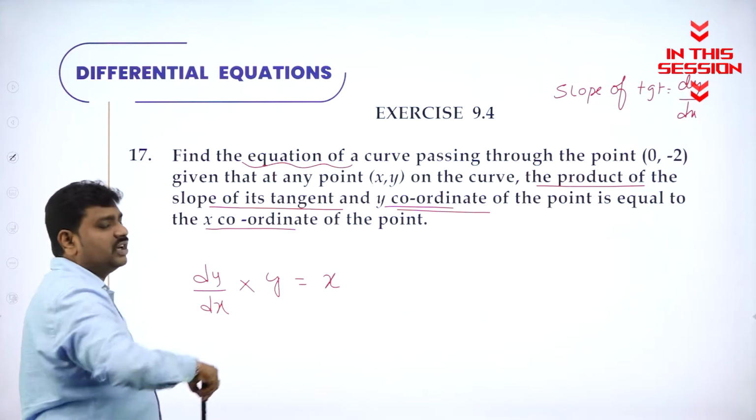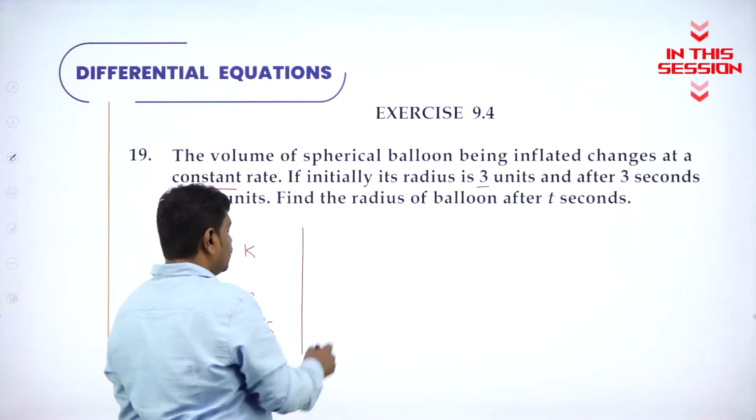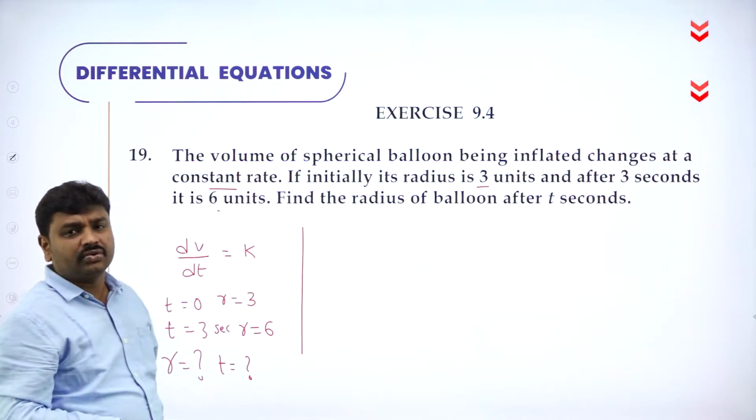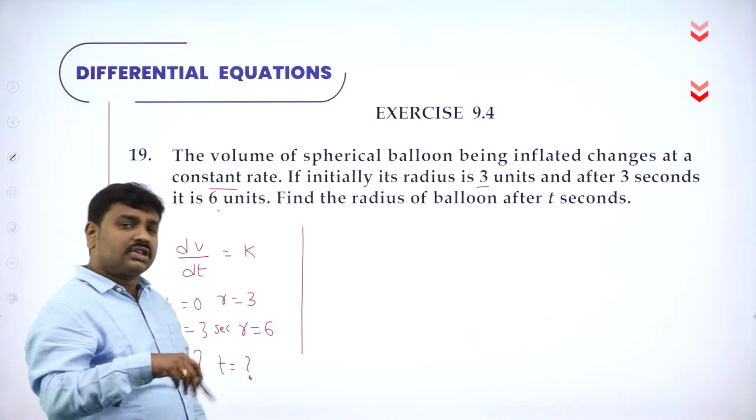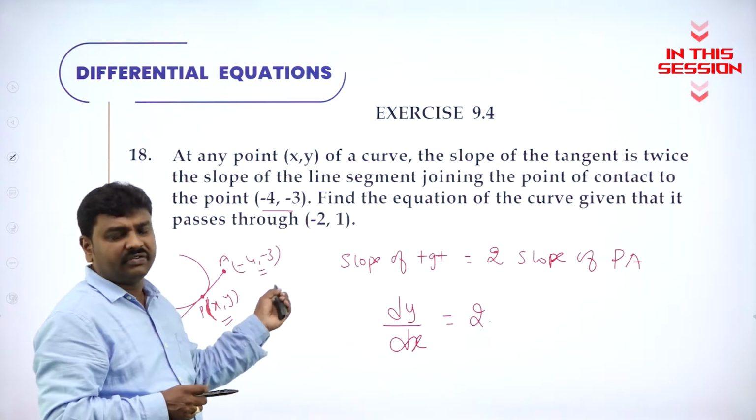If you want to convert a differential equation to an equation, you need to integrate. So now this is a differential equation. Find the general solution, then find the particular solution, then you will get the answer. You know, to find the slope of the line joining two points, you can take the difference of y coordinates by the difference of x coordinates.